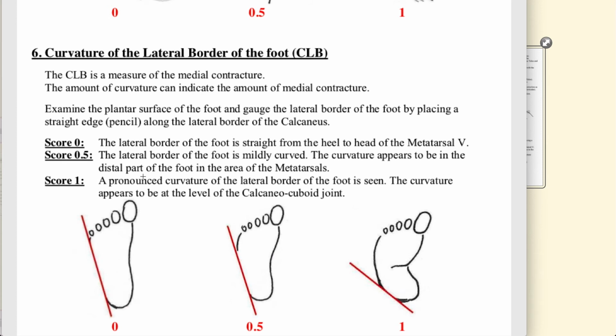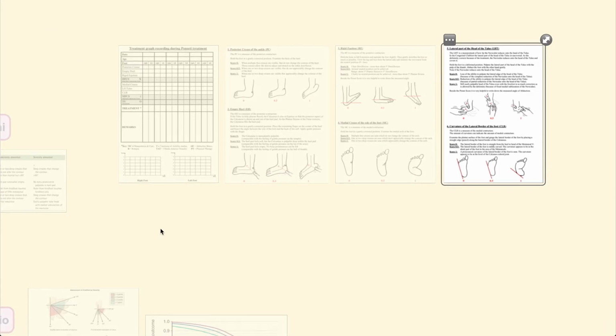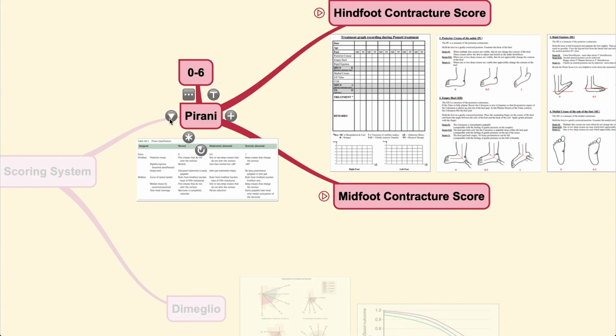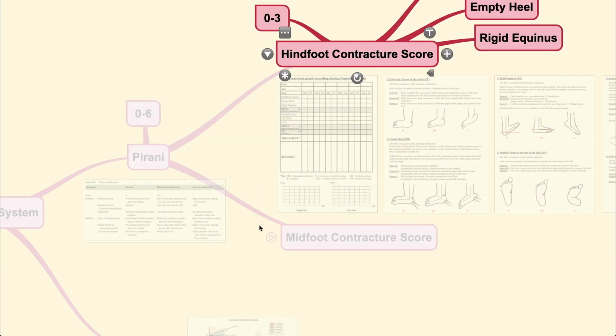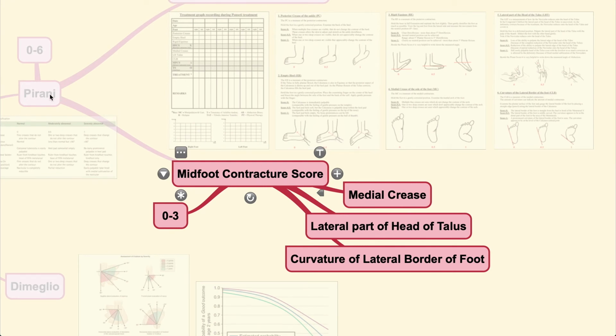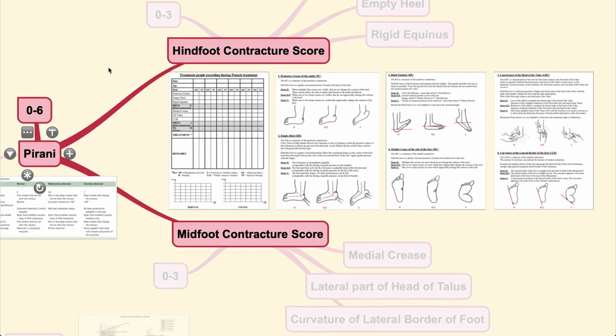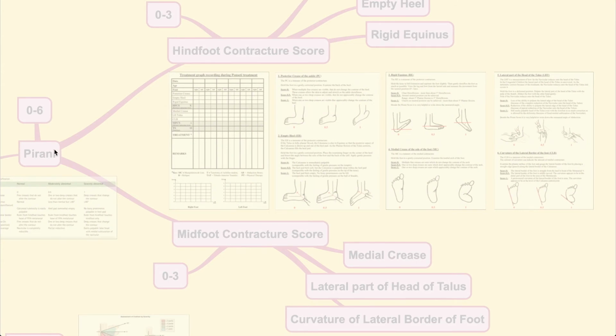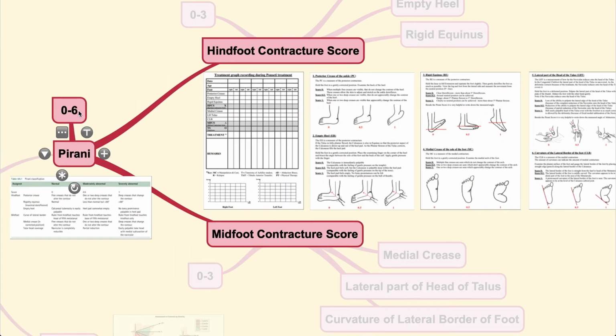The last would be the curvature of the lateral border of the foot. You can see here it is clear that if the lateral border is straight, then the score goes to 0. Now adding up all those scores gives you meanings, and those meanings help you determine your treatment plan. We will go over the treatment plan based on this Pirani scoring system later on in the next part of this CTEV video. For the Pirani score, the maximum score will be 6, which means that it's very severe, and 0, which means that it is not severe at all.